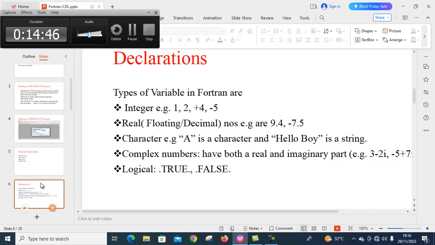The other one is the complex number. That's when you have a real and an imaginary part. And after that, we talk about logical. That is, a statement can be what? True or false.